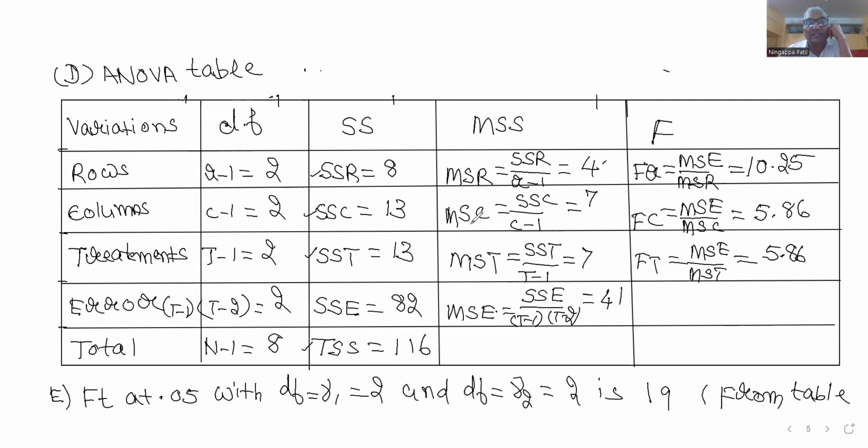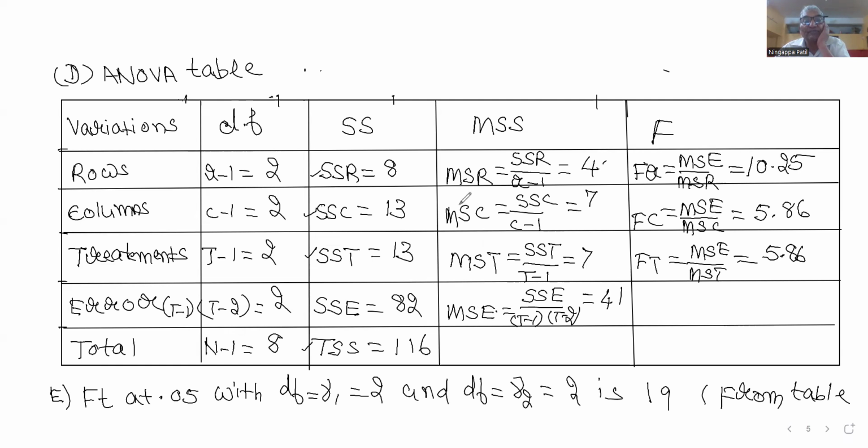Now, next, this is MSC equal to SSC divided by C minus 1. SSC divided by C minus 1. 13 upon 2. This is 6.5. I rounded it to 7. Okay, it is 7. Then next MST, SST divided by T minus 1. 13 upon 2, that is 6.5. I rounded it to 7. Then next, MSE equal to SSE divided by T minus 1, T minus 2. Look here, this is 82 divided by 2. This is 41.